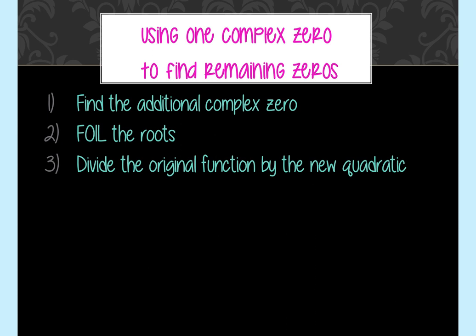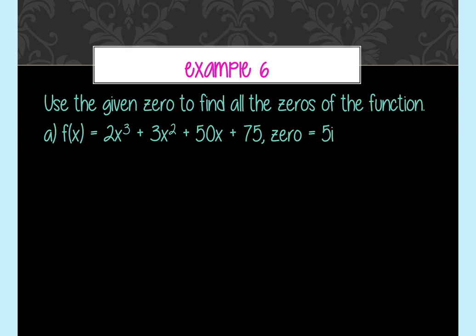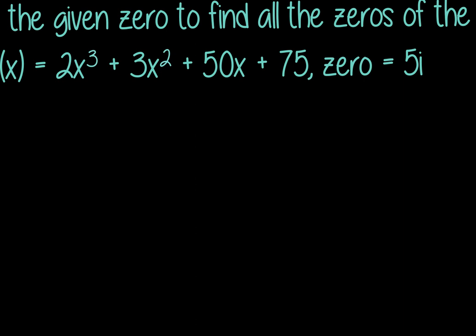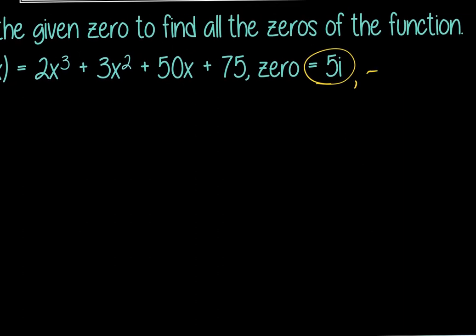The other way to do it is we're going to take our complex zero, bring in its conjugate because we know it exists, multiply those two out, and then divide the original polynomial by what we just made, using long division. So this is what it looks like. It says use the given zero to find all the zeros of the function. I know, so exciting, right? If 5i is a 0, what's my other 0? Negative 5i.